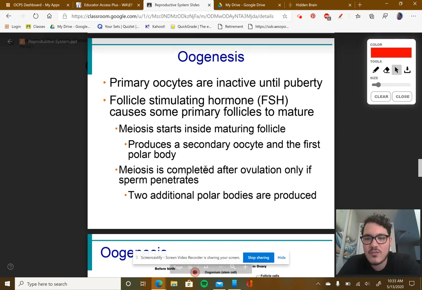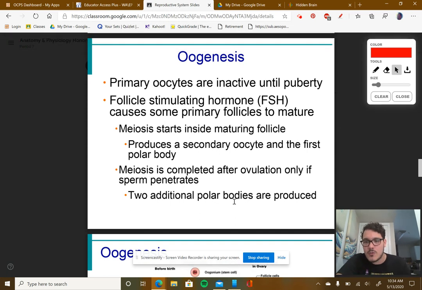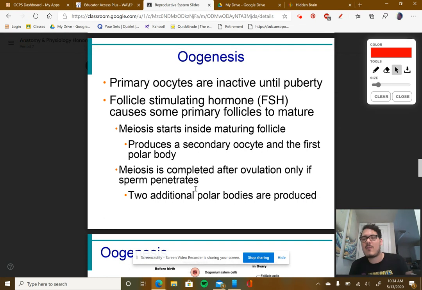Meiosis is completed after ovulation only if sperm penetrates. Two additional polar bodies are produced. So what's interesting here is that meiosis has happened. You split the chromosomal count, but technically there's a missing step, and it won't fully happen, as we see, until the sperm fuses with it. And when the sperm penetrates and fuses with it, that's when we actually observe the chromosomal count coming back up to 46 in a healthy human, of course.